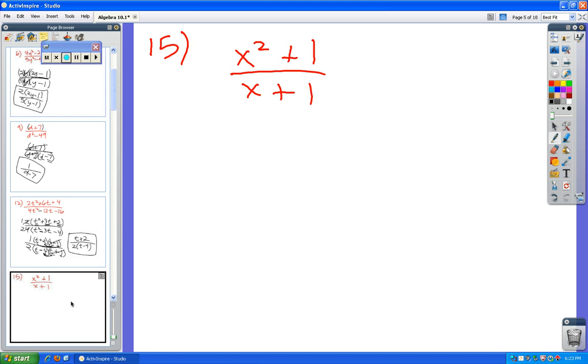Number 15. You need to factor first. This is going to be a common mistake. There are a bunch of you that think that we can factor the top. Some of you are saying it's already simplified. Some of you don't know why, but you're saying it's simplified. Okay, so some of you are saying we can actually factor the top.